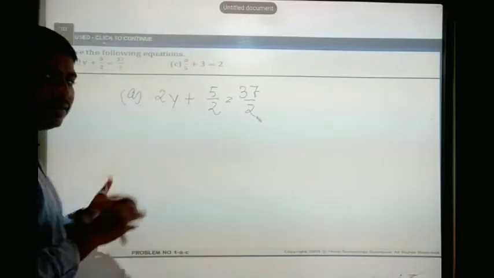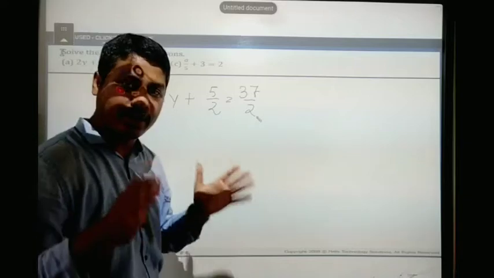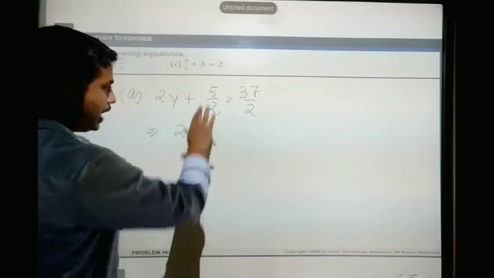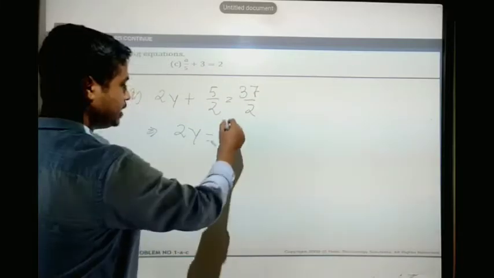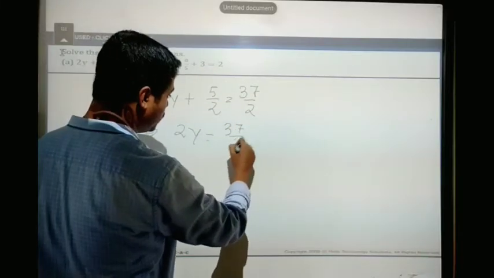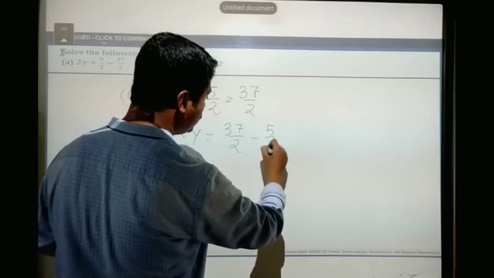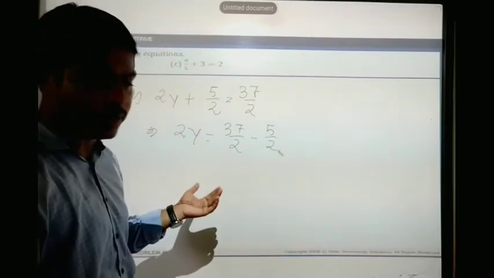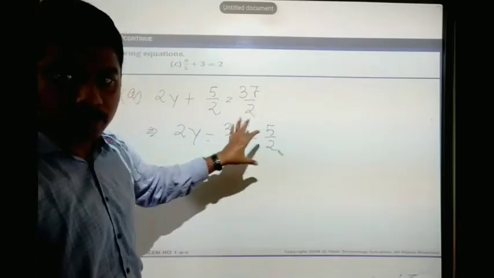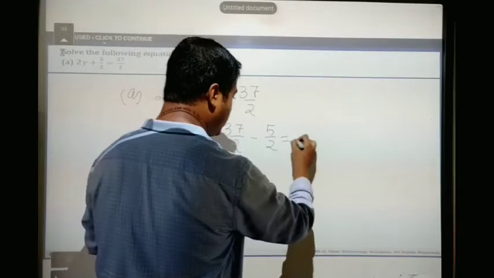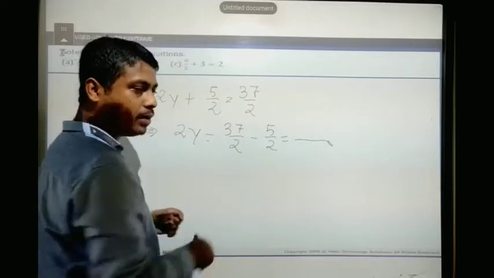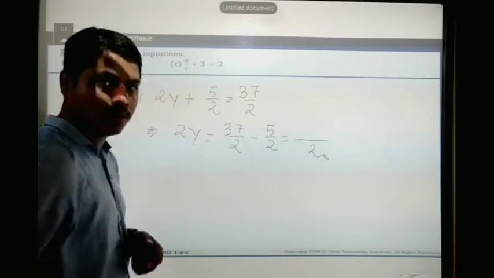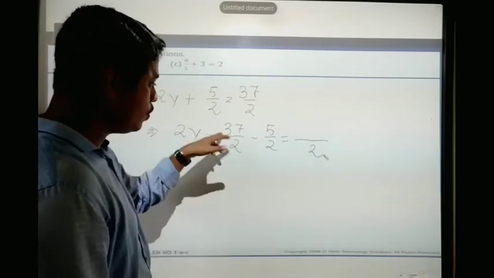So firstly, same thing we have to do, separate the variable first. Put 2y on the left hand side and the values on the right hand side. 37 by 2 minus 5 by 2. Before moving to the next step, that means before separating the whole variable, firstly solve this. Here you can see below the numbers are 2. That means your LCM will be 2. So if LCM is 2, what we can do?